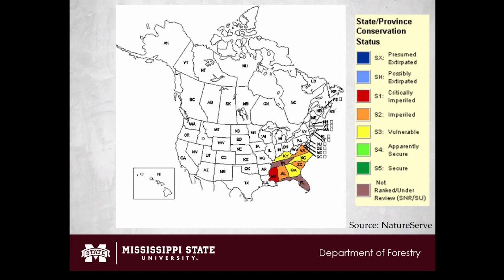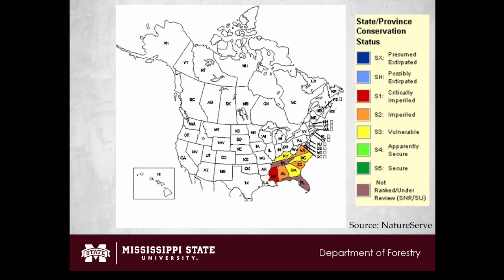So mountain Stewartia, the species we're talking about, as you can see, is imperiled in Virginia, vulnerable in North Carolina, vulnerable in Kentucky, imperiled in South Carolina, vulnerable in Georgia. In Mississippi, it's critically imperiled. So the point of this slide is that we are dealing with a species of conservation concern.